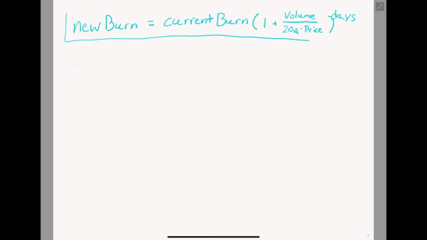Feel free to manipulate this equation and isolate variables. It'll give you a lot of insight into how Safemoon works at a core level. But that is out of the scope for this video, so I'll just continue with the burn.